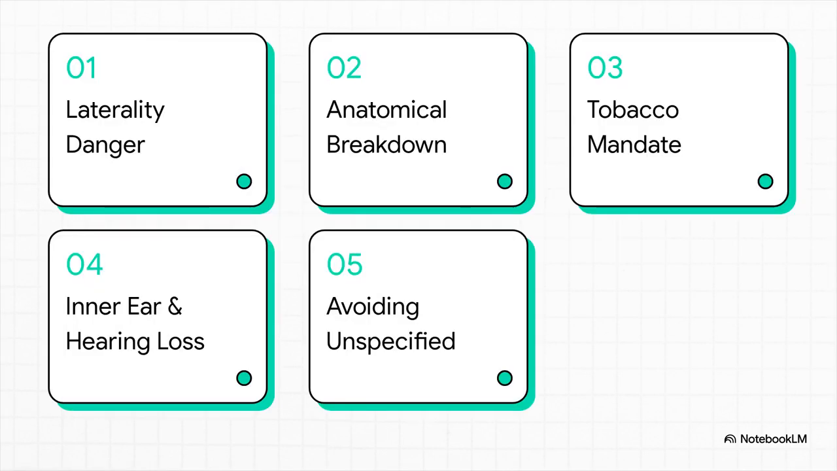Here's our game plan for today. We'll start with the laterality audit danger, do a quick anatomical breakdown of Chapter 8, cover the otitis media tobacco mandate, dive into inner ear and hearing loss, and wrap up with how to avoid those unspecified codes.